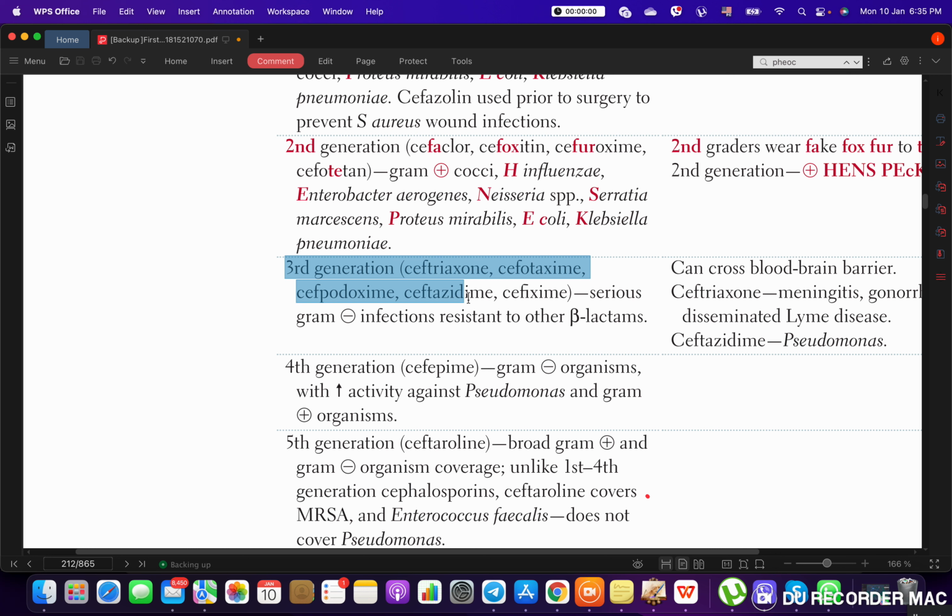The third generation cephalosporin, I have to be fair, guys. People right now are really overusing this one. Third generation cephalosporins include ceftriaxone, cefotaxime, cefpodoxime, ceftazidime, and cefixime.